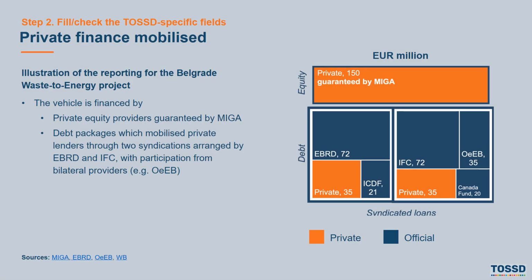Let's have a look now at how you would report the private finance mobilized in our example of the Belgrade Waste-to-Energy project. As a reminder, the vehicle is financed by private equity providers, guaranteed by MIGA, and debt packages, which mobilized private lenders through two syndications arranged by EBRD and IFC, with participation from bilateral providers, in our example, OEB.